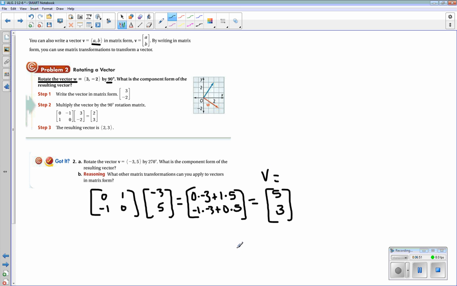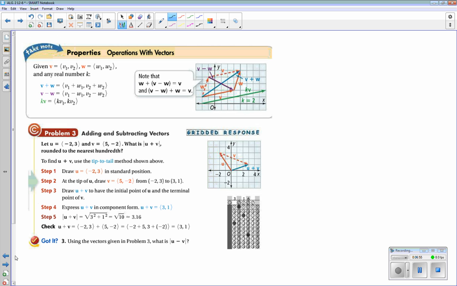What other matrix transformations can you apply to vectors in matrix form? Well, just so we can get done with our work today, if we have 2 vectors, so here we go, we've got operations with the vectors.